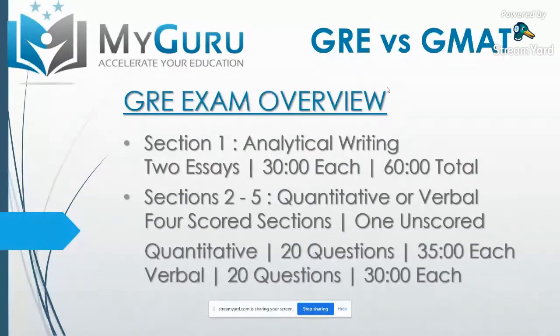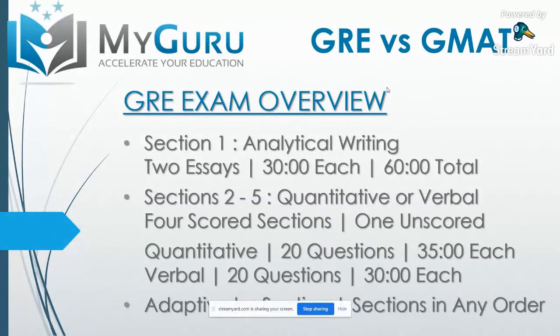In the quantitative, you're going to have 20 questions and 35 minutes each. In the verbal, you're going to have 20 questions and 30 minutes each. So you can see you have about a minute 45 per question on the quantitative side of the exam. You have about a minute and a half for the verbal. So it is a faster exam than the GMAT.